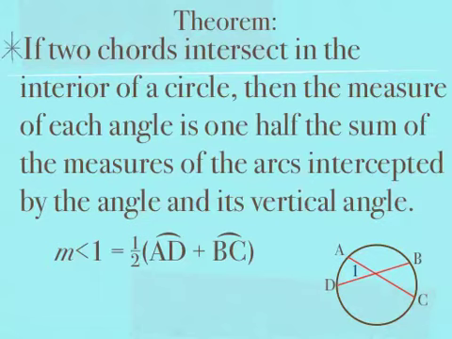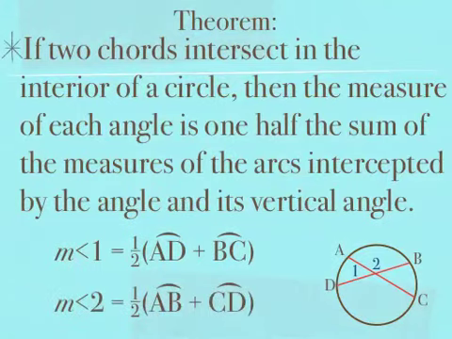We can also say a similar thing for angle 2, which I just labeled. Angle 2 is intercepting arc AB, and the vertical angle to angle 2 is intercepting the arc DC. So we can say the measure of angle 2 equals 1/2 the measure of arc AB plus the measure of arc CD.